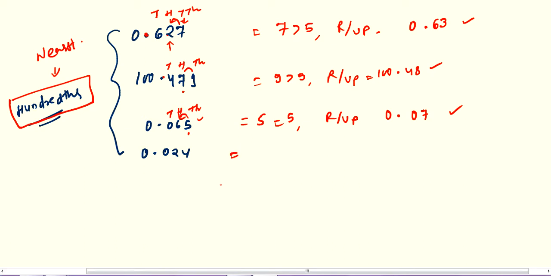Clear? So for the next, 0.024, this is 10th, 100th, 1000th. We have to round off to the nearest 100th. So after 100th we have 1000th. The digit at the 1000th place is 4, and as you know 4 is less than 5, so this is the case of rounding down. In rounding down we have to remove that digit, and write the previous digits the same.